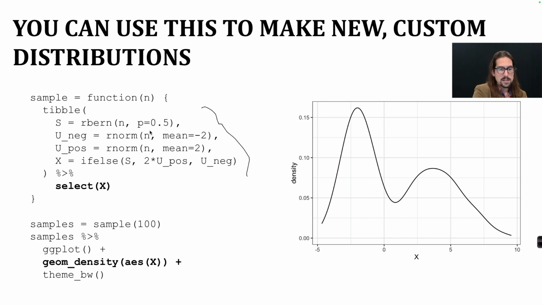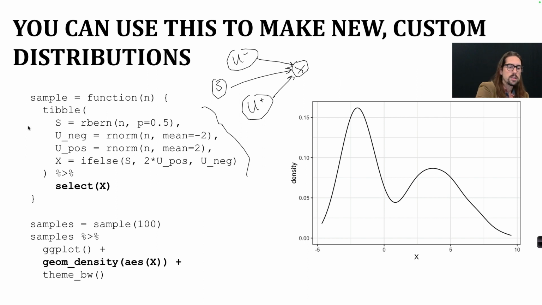So I'm starting with s. s doesn't depend on any other random variables that I've made. Then I've got this u negative. This also doesn't depend on anything else. So I'm just going to write it like this. And then u positive also doesn't depend on anything else. And then all of these are going into determining this random variable x.